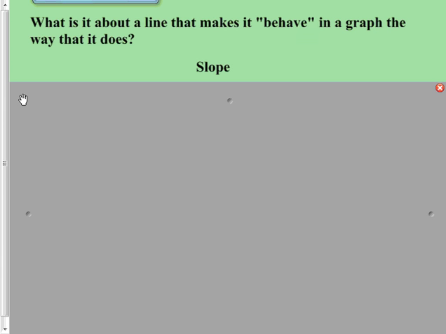So another way of thinking of slope is thinking behavior. The slope tells the line whether it's moving up as it goes from left to right or down from left to right, whether it's moving quickly or whether it's moving slowly as far as how fast it is rising, whether it's horizontal, whether it's vertical. All of that is behavior. That all comes from slope.